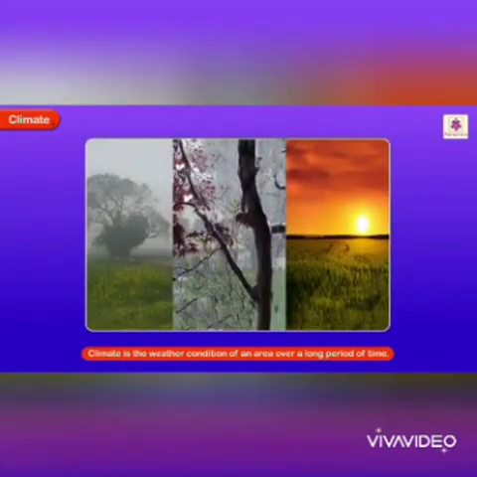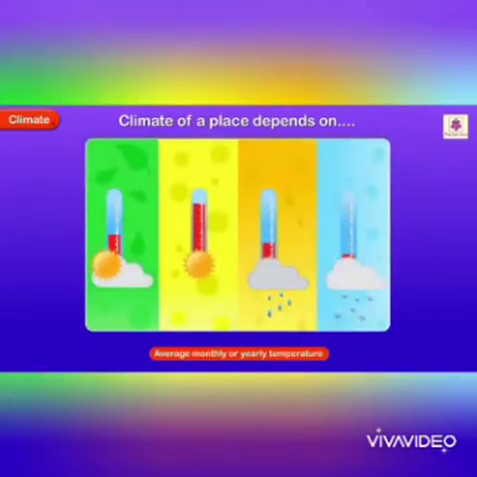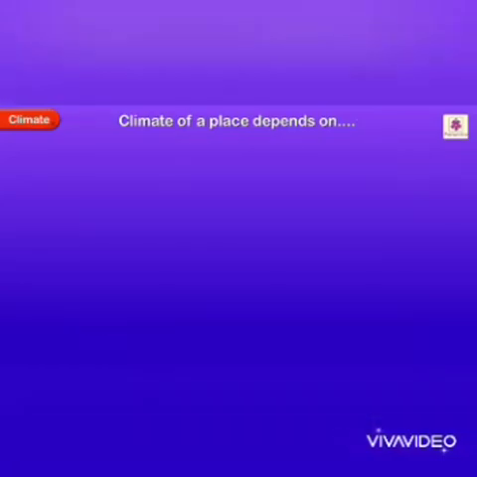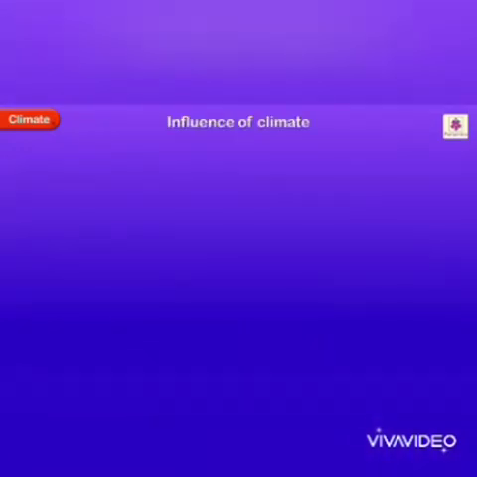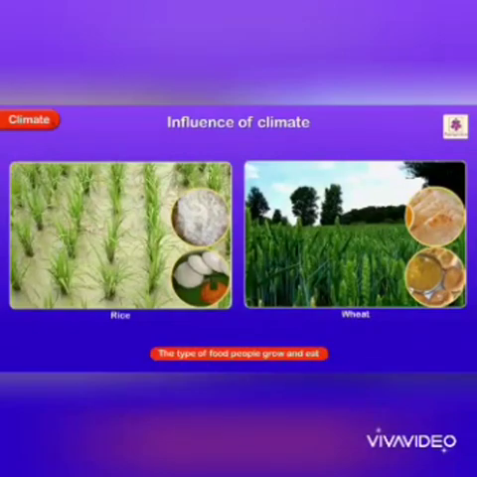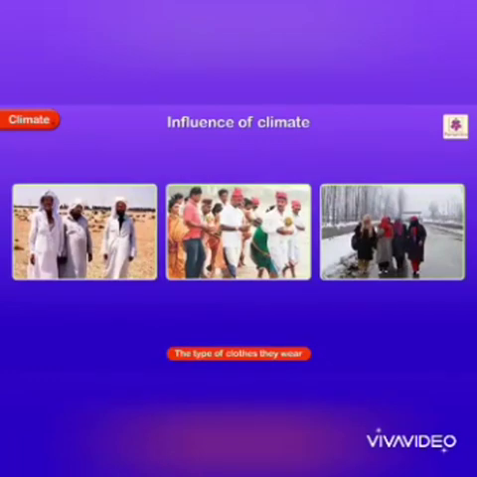Seasons. The seasons of the earth occur because of the rotation of the earth on its axis and revolution around the sun. There are mainly three seasons in India: summer, monsoon, and winter. Summer. From March onwards, it grows hot. March, April, and May are the summer months.